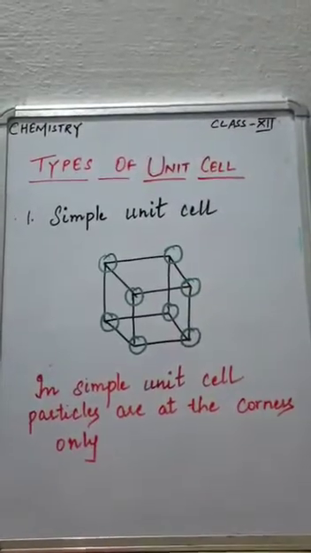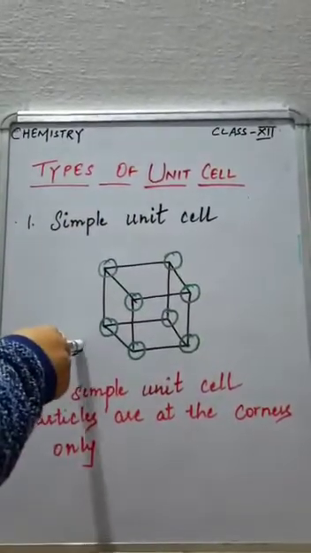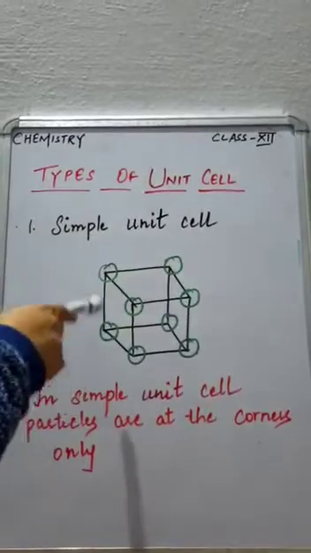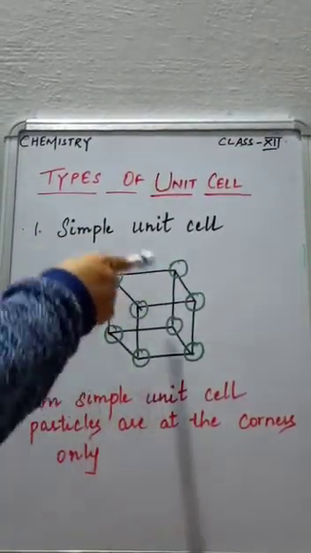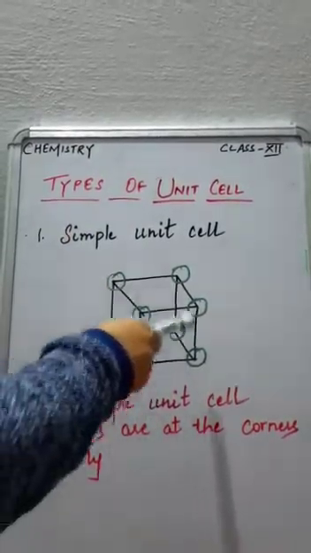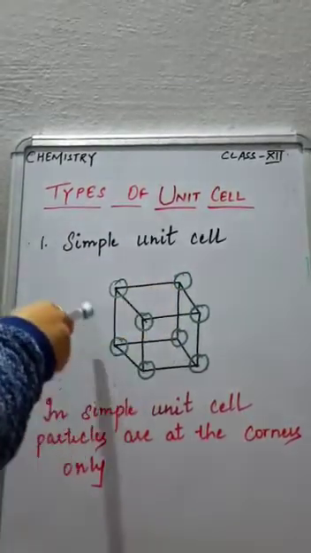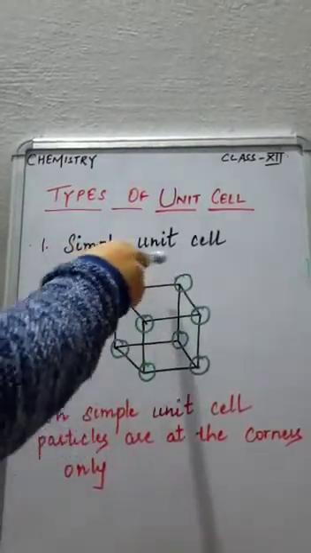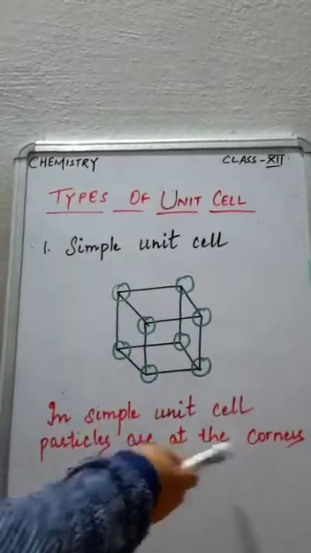The first type of unit cell is the simple unit cell. This is the picture of a simple unit cell. In a simple unit cell, the constituent particles are at the corners only. You can see here that constituent particles are at the 8 corners of a cubic unit cell. Therefore, it is called a simple unit cell or a primitive unit cell.